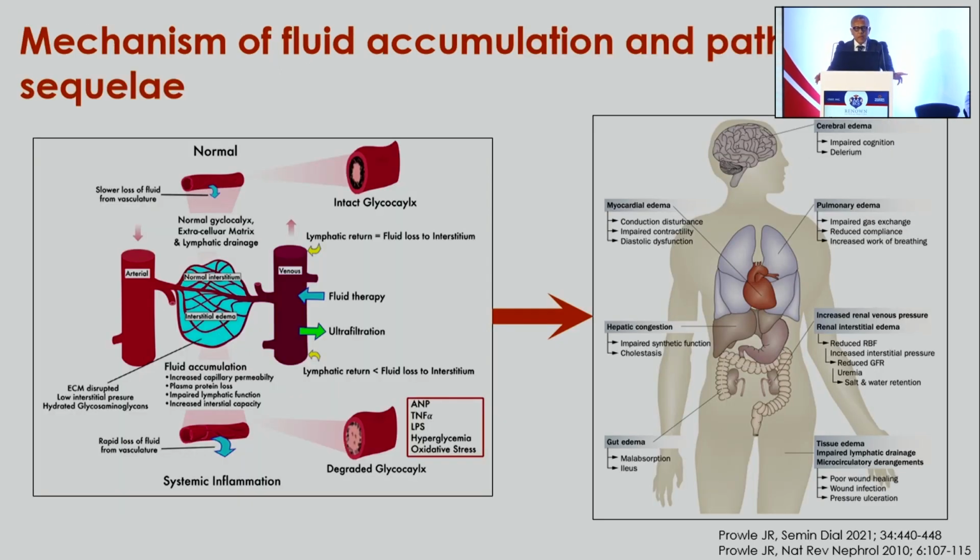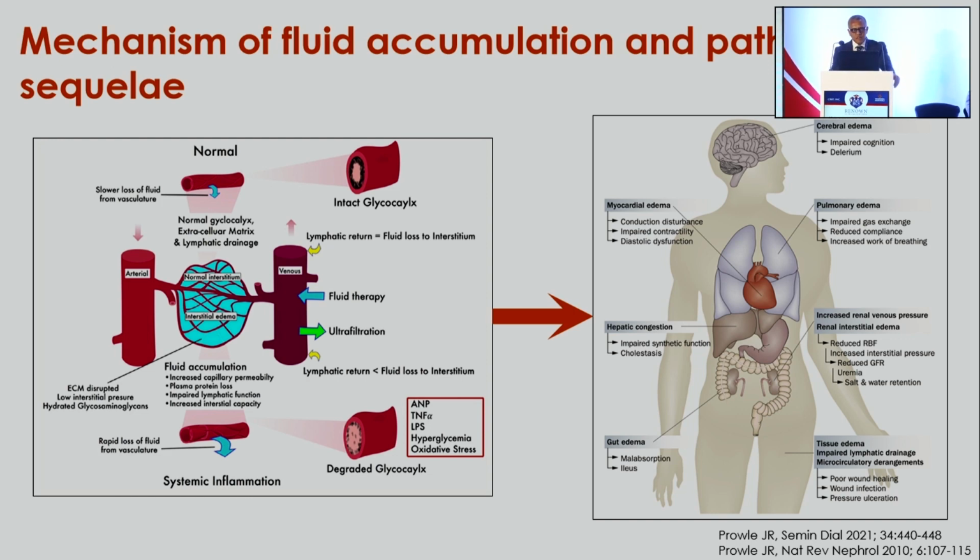As has been discussed earlier by Dr. Prowl, in critical illnesses or disease states where there is inflammation, there is disruption of this endothelial glycocalyx, and as a consequence we lose this gradient for fluid retention in the vascular space, and the capillaries become very leaky. When you couple this with the disruption of the extracellular matrix and the expansion of the interstitial space like a sponge, a lot of fluid accumulates within the interstitial space.